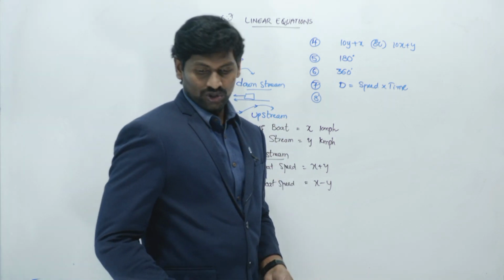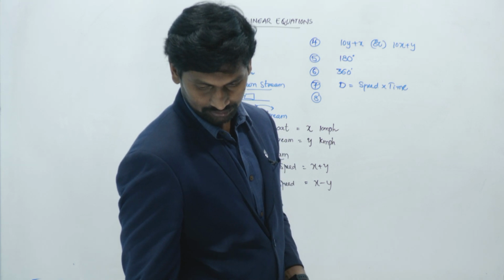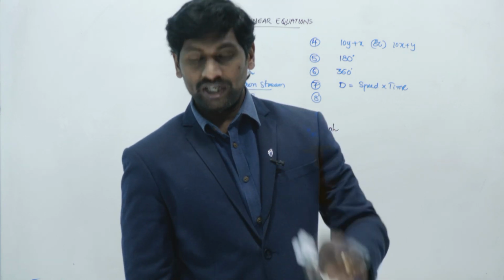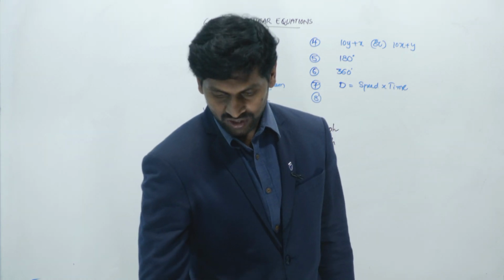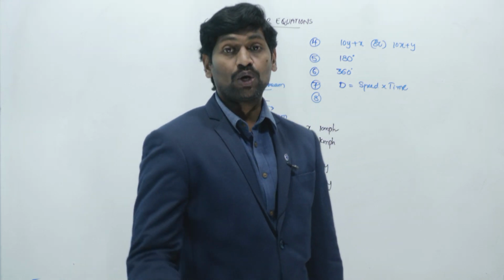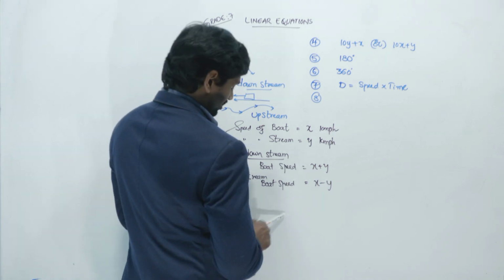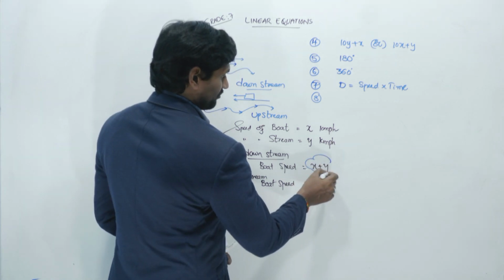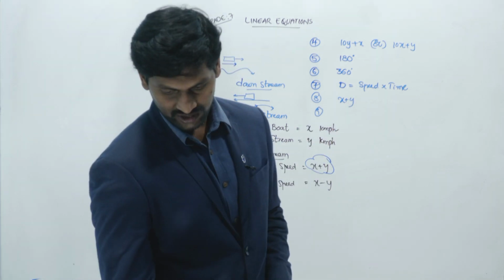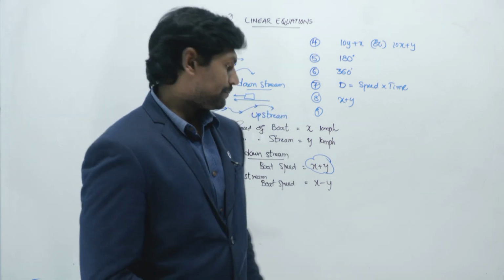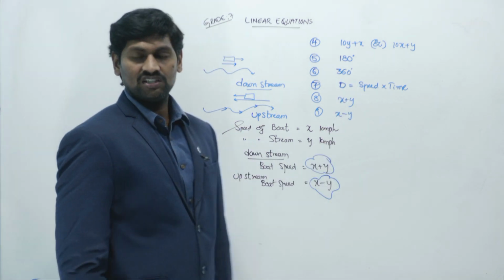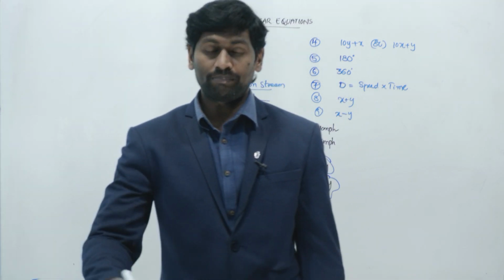Now let us go to question number 8. If the speed of a boat in still water is x kilometers per hour and the speed of the stream is y kilometers per hour, then what is the speed in downstream? Downstream is x plus y, so our answer is x plus y. Now question number 9, the speed of upstream. Upstream speed is x minus y.